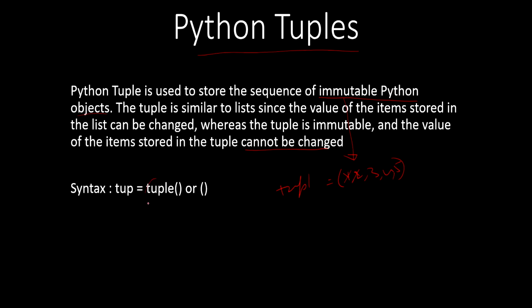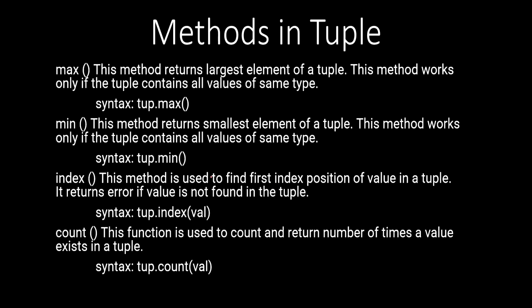And this is the syntax using the inbuilt method, and we can also declare using parentheses. These are the methods in the tuple. If you want to find the largest number within a tuple, we have a method called max. If you want to find the minimum value within a tuple, we have a method called min.